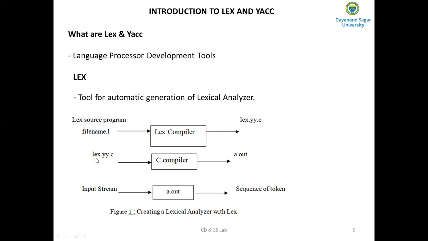In the next step, lex.yy.c is run through a C compiler, cc, to generate a.out. What is this a.out? It is an object code, which is nothing but your lexical analyzer program.